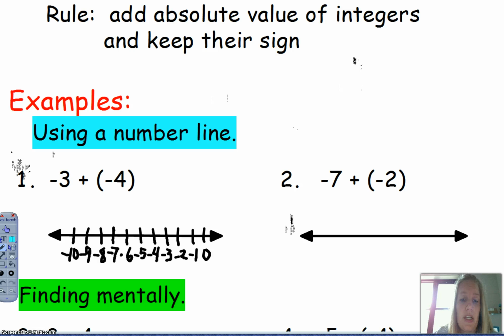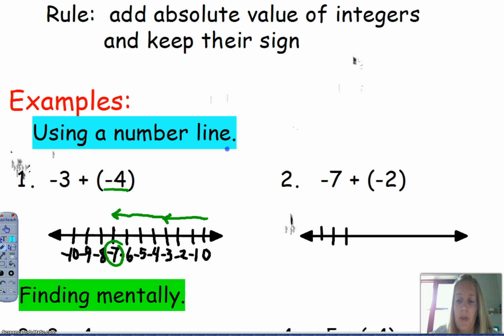Okay, so -3, so we're going to go from 0 to -3, and then we want to have -4 more. We're going to add that, so we're going to go 4 more to the left, 1, 2, 3, 4, and our answer is -7 when you go down on your line. Okay, the next one.